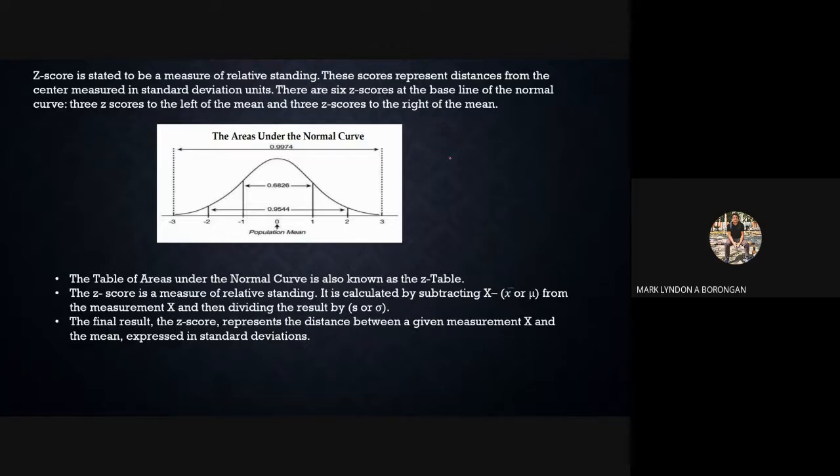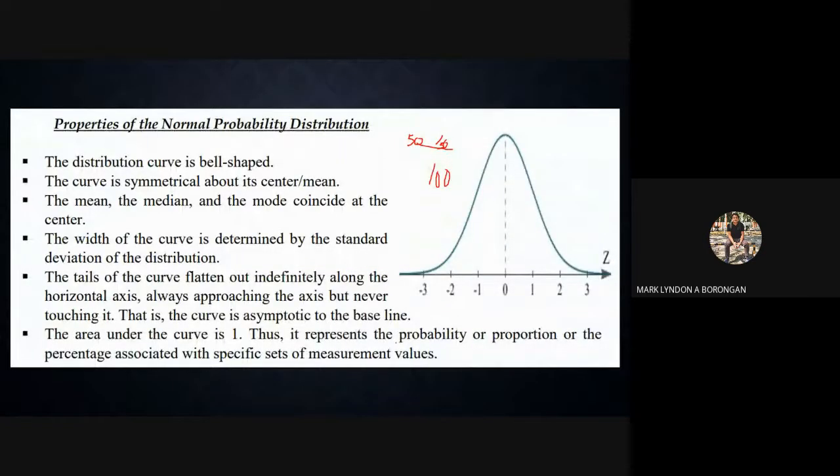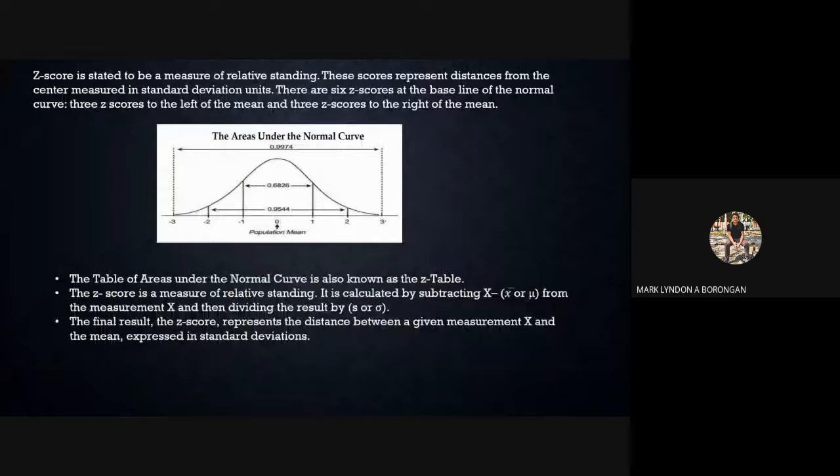The z-score is stated to be a measure of relative standing. So these scores represent distances from the center measured in standard deviation units. There are 6 z-scores at the baseline of the normal curve: 3 z-scores to the left of the mean and 3 z-scores to the right of the mean. These z-scores are like coordinates, for example, on a plane, di ba? We have coordinates like 1, 2, 3 or negative 1, 2, 3. We can consider them our coordinates if we are graphing something, only that we graph using the values of z-scores.